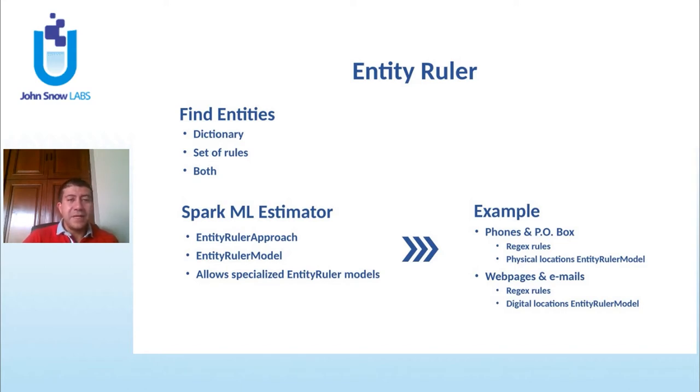This is a Spark ML estimator, which means we will need to fit it using entity ruler approach to produce an entity ruler model transformer. We designed it in this way to let users have the option of defining specialized entity ruler models based on their requirements. So, for example, if I have a set of regular expression rules for phones or PO box addresses and another set of rules for emails and web pages, I could create an entity ruler model to retrieve physical locations and another one to retrieve digital locations.